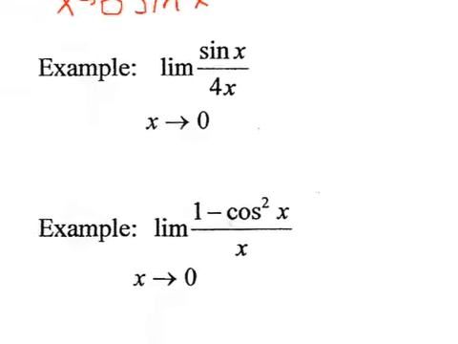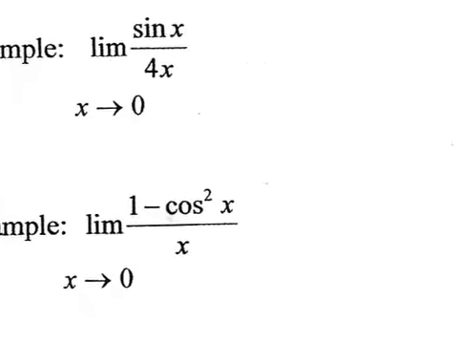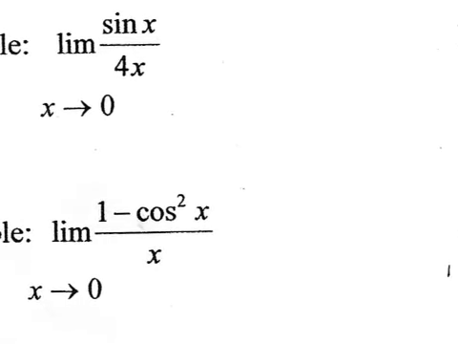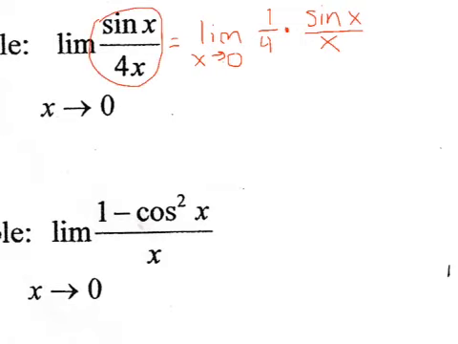The limit as x goes to 0 of sine x over 4x. So we kind of have an extra 4 in the denominator that we don't need. So what we're going to do is rewrite this as the limit as x approaches 0 of 1/4 times sine x over x. So now that is the exact same thing that's right here. It's just written a little differently.